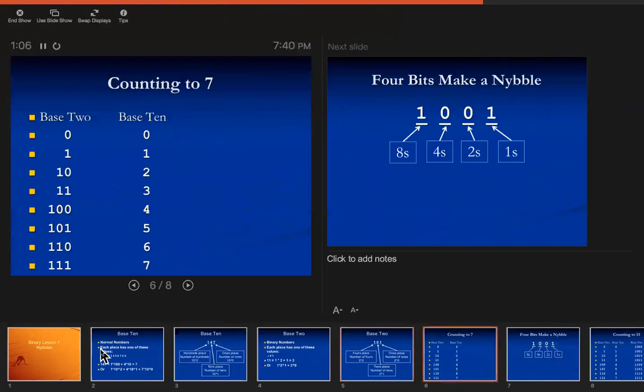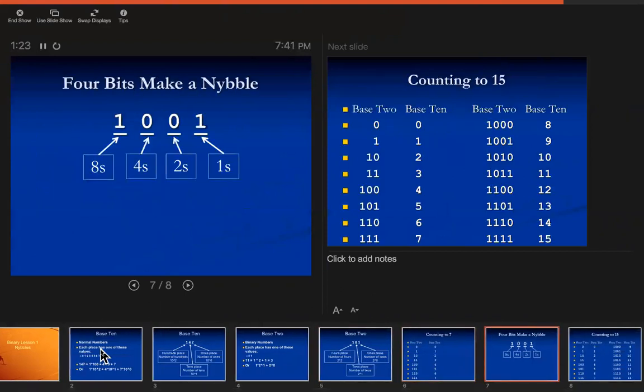And so if you count to 7, it looks like this. 1 1 1 is 7, 1 1 0 is 6. You might notice that even numbers are even in both systems. All even numbers end in 0. All odd numbers end in 1. You can read it the same way you would.